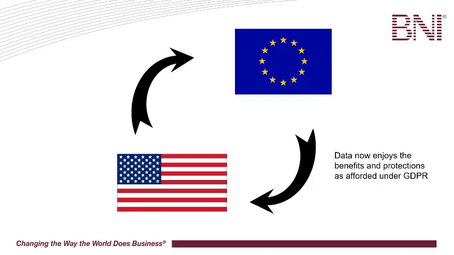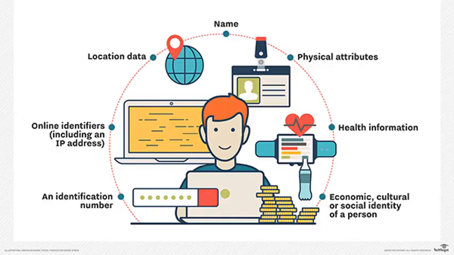So what is personal data? Personal data is defined as any information that can link to a person. That can be a name, location data, online identifiers including IP addresses, an identification number we might give you in BNI Connect, the economic, cultural, or social identity of a person, health information, or physical attributes. A great example for BNI would be a professional classification and a date range. That could help us figure out who that person actually is. All of this data is considered personal data.